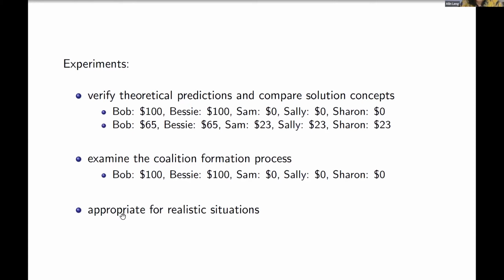The third reason is that cooperative games are more appropriate for a number of realistic situations, because in real life, subjects are rarely constrained to play predefined actions or order of moves. Usually they can do whatever they want. So cooperative game experiments can help to explain a number of realistic situations.